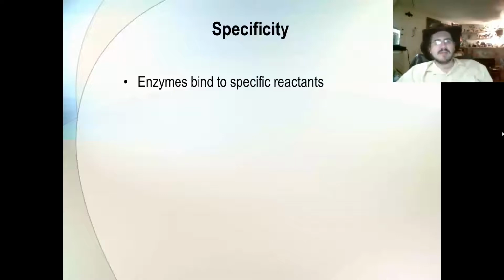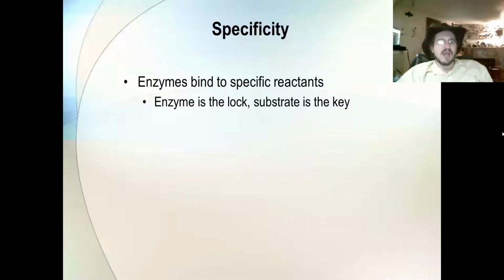And so enzymes are specific to reactants. You can think of it as the enzyme as the lock and the substrate as the key. The substrate is our fancified science term for the reactants. So the reactants in the chemical reaction are the substrate. So each lock only has a specific key that fits it.